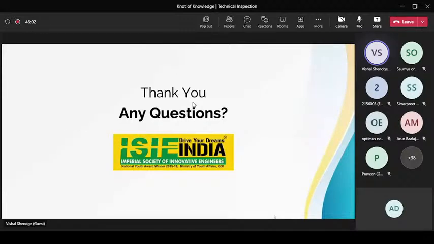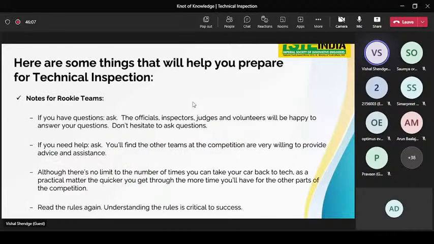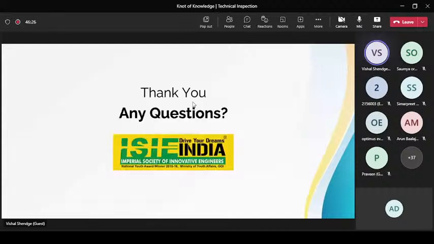Although there are no limits to the number of times you can take your car back to technical inspection, as a practical matter, the quicker you get through, the more time you will have for the other parts of the competition. Read the rules again. Understand the rules. Understanding the rules is critical to success. Thank you. Any questions?